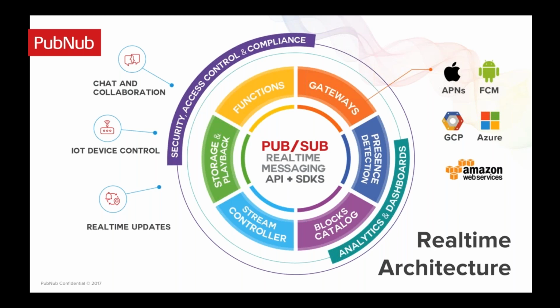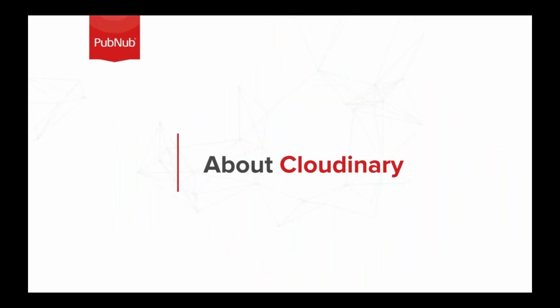So PubNub can help support all types of real-time use cases, but we see the majority of our successful customer deployments in three main areas, and that's chat and collaboration, IoT device control, and real-time updates. So that's it for a little bit about PubNub.